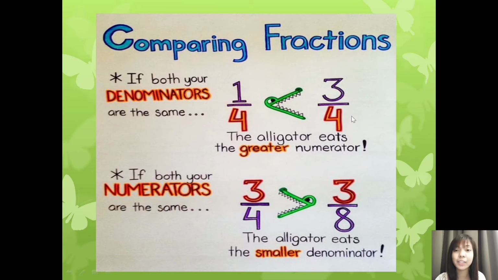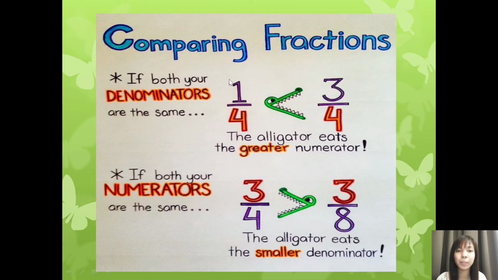3/4, the denominator is 4. Okay, so they have the same denominators. So if they have the same denominator, the bigger the numerator is, the higher the value. Okay, so let's say we have here the same denominator.